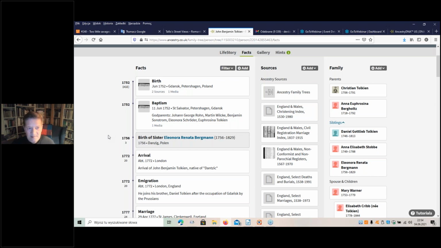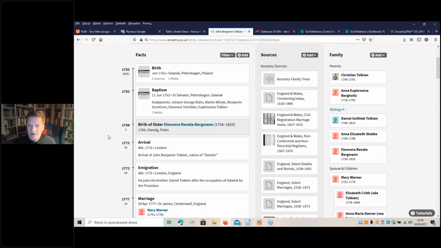and young people usually emigrated from Gdańsk to other places. And his brother, Daniel Gottlieb, when he was 20, emigrated first to Amsterdam and then to London. And then he attracted his brother. So two brothers, Daniel Gottlieb and John Benjamin, became inhabitants of England. And Daniel Gottlieb, the older brother, also became a citizen. He had the act of naturalization in 1794.